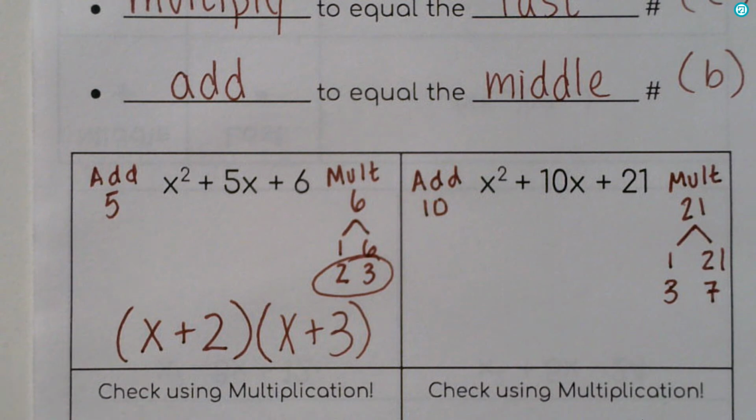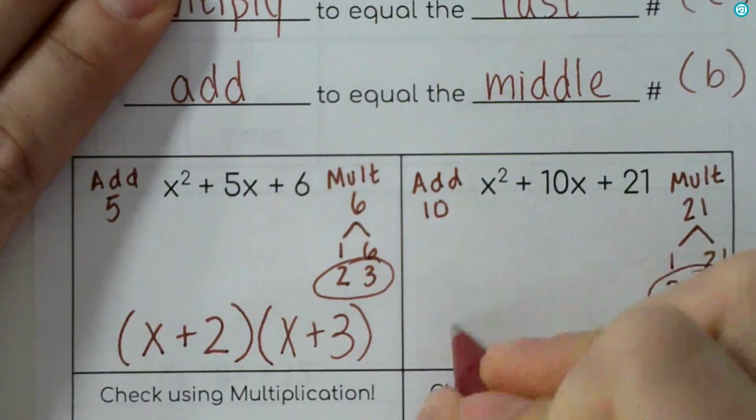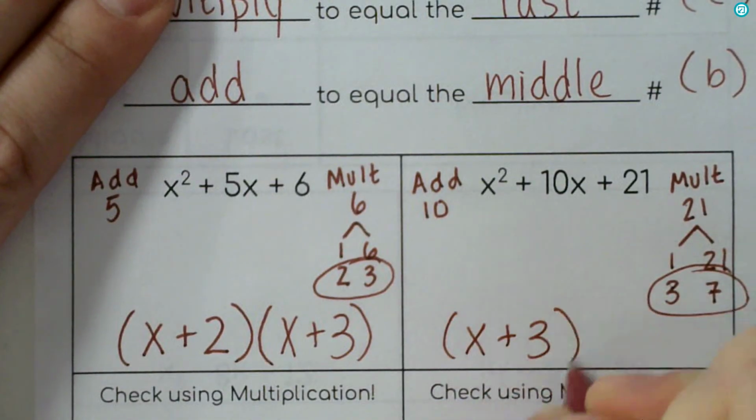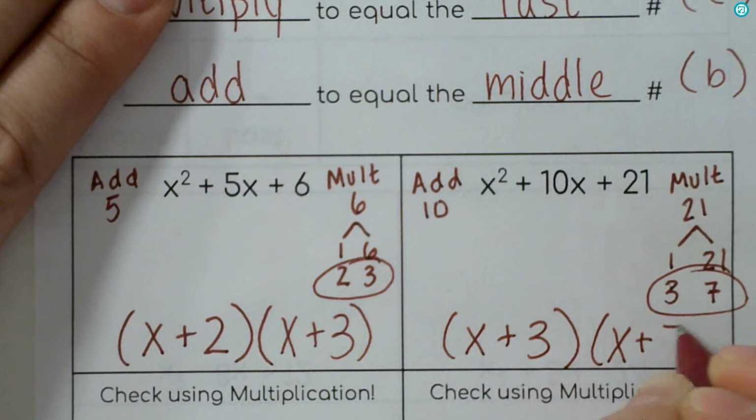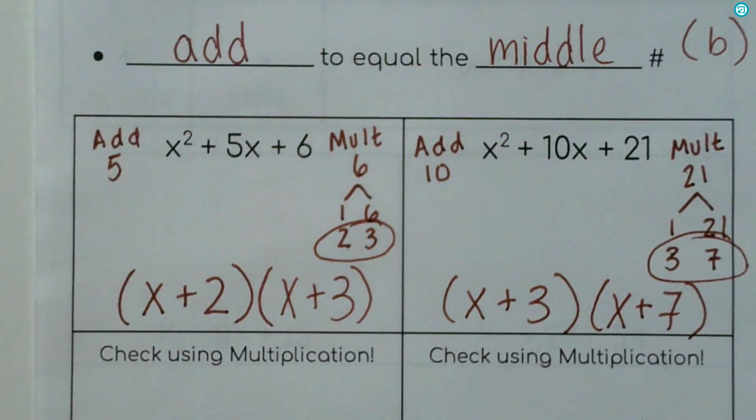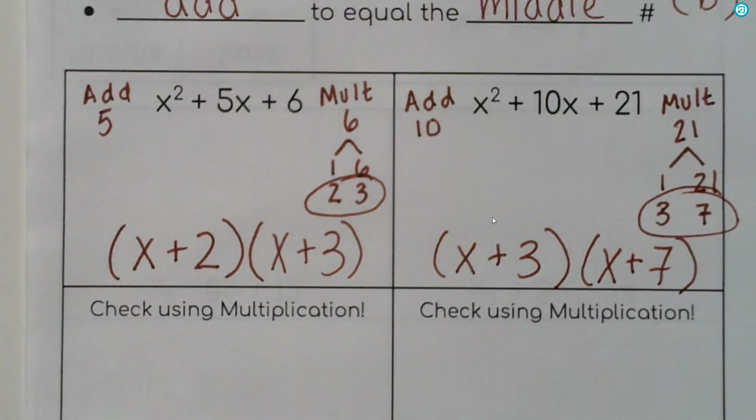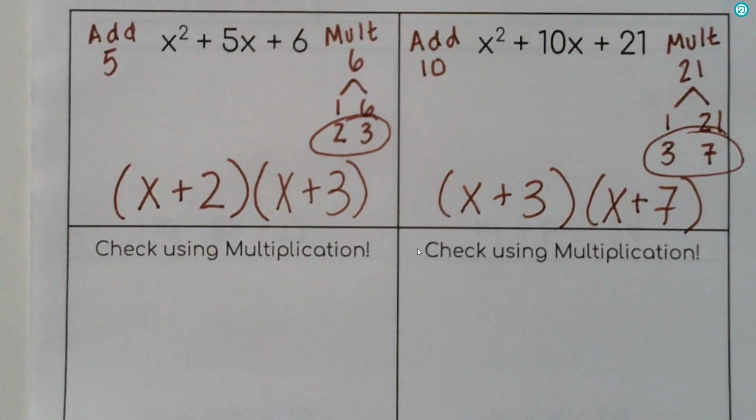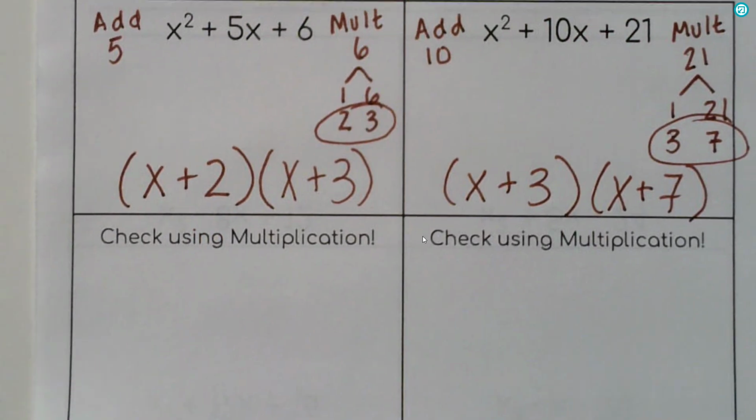Okay. So which ones of these add together to be 10? 3 and 7. Awesome. Okay, I've got x plus 3 and x plus 7. And that is my answer in factored form. All right, any questions right now?